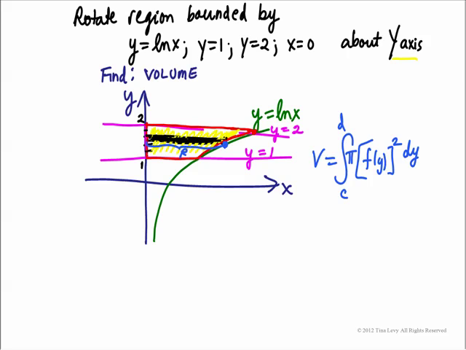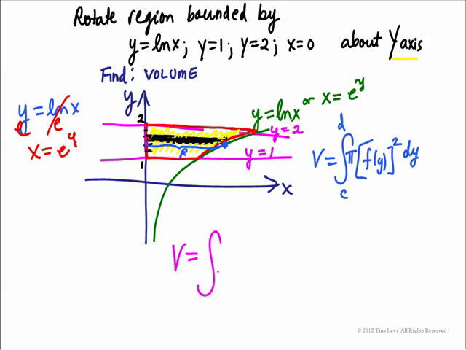Our radius is going to be the x value on the curve y equals log x. But y is log x, so in order to have the x value, I have to solve for x. That involves taking both sides to the base e, and I get that x is e to the y. So another way of saying y equals log x is x equals e to the y.